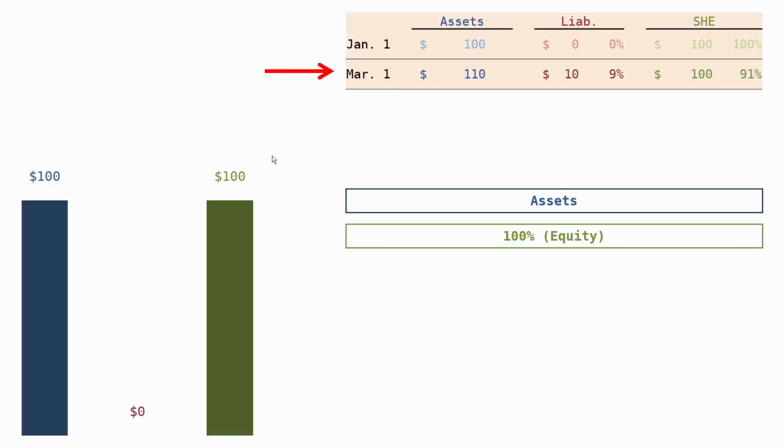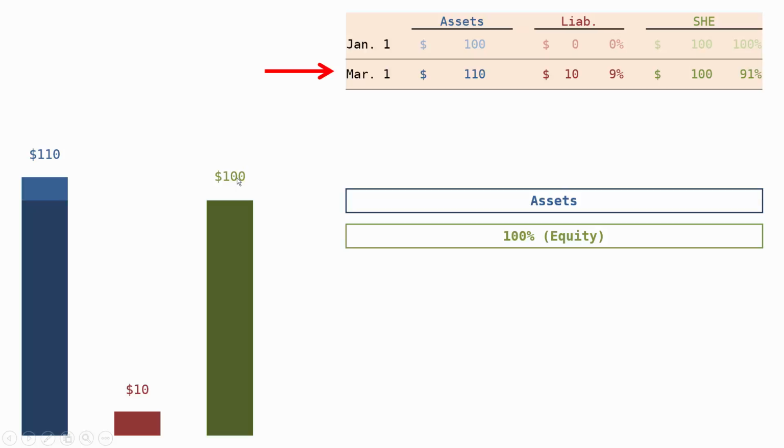March 1st, we have decided to incur some debt. And let's say we go to a bank and we ask for about $10 in some type of a loan, and we get that in cash. The effect of that would be to increase our total assets to 110 and increase our total liabilities, or total debt, to 10, while the equity remains at 100.